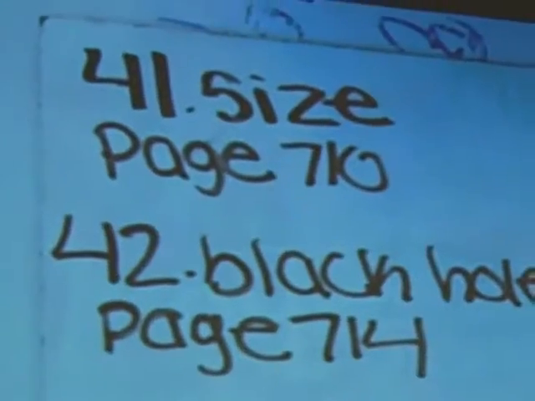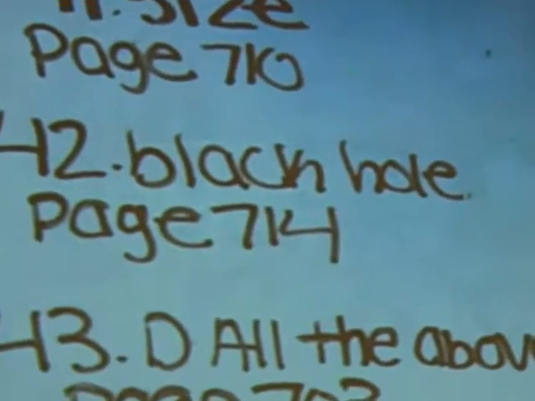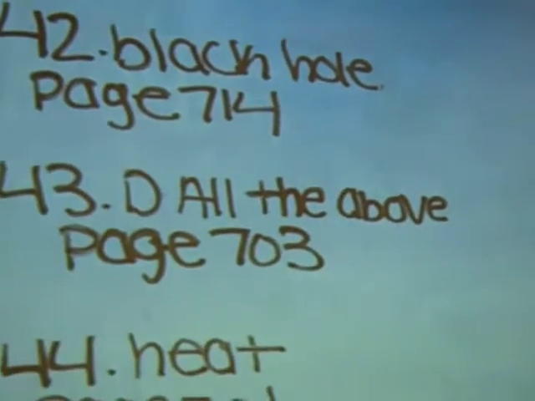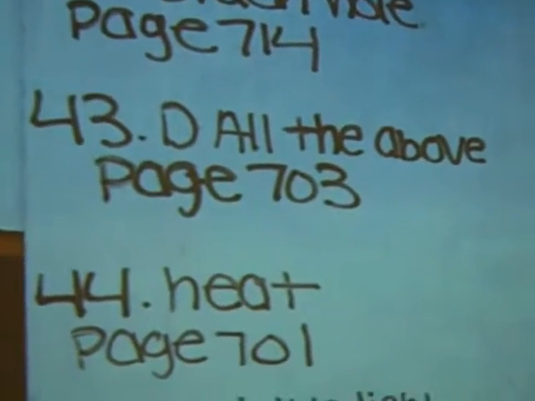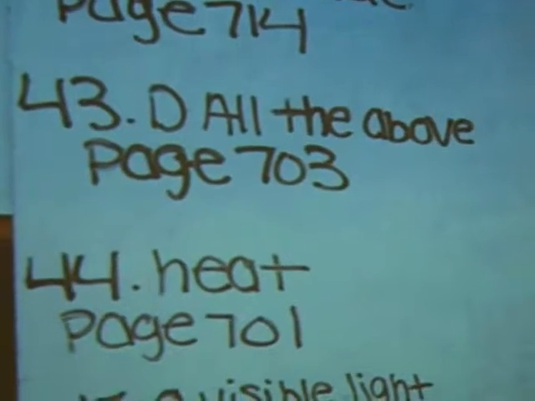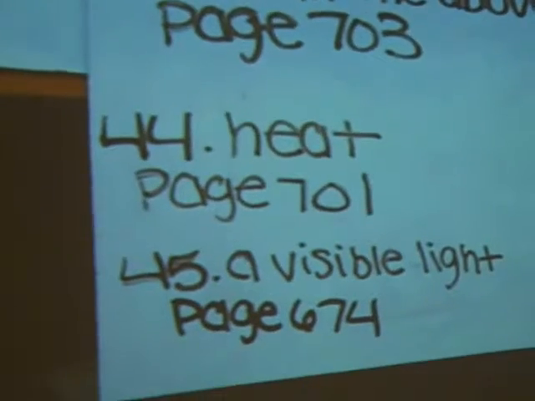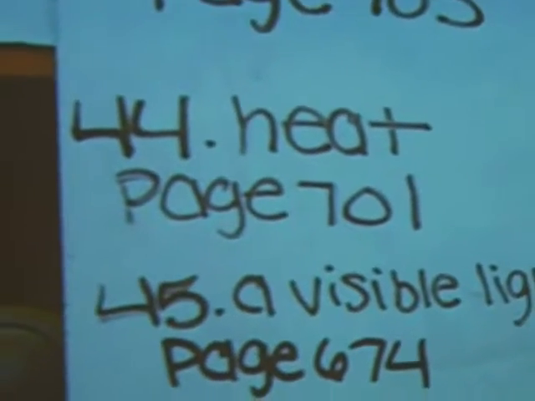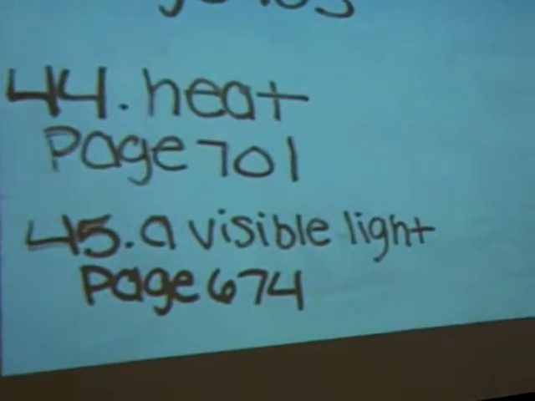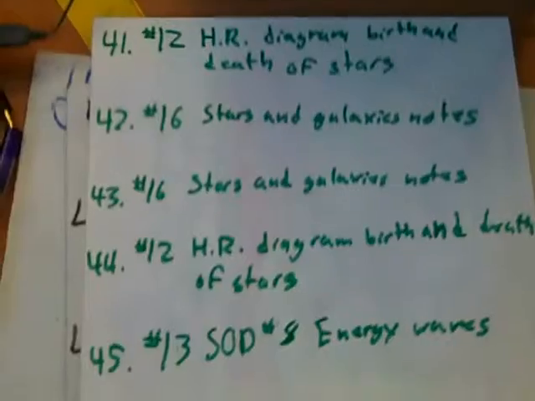Determine its course of death. And number 42, a black hole is a region so dense nothing can escape, not even light. Number 43 is D, all of the above. The brightness that a star appears on Earth is dependent upon temperature, size, and distance from the Earth. Number 44 is heat determines a star's color. And number 45 is visible light is the least dangerous.